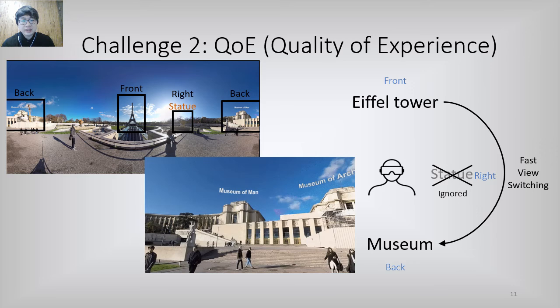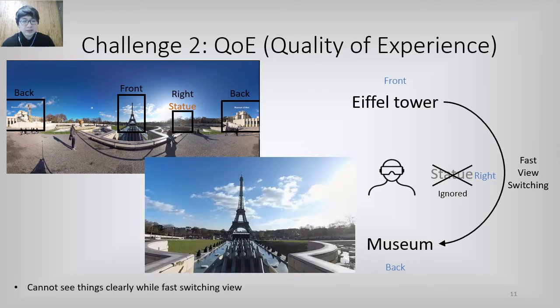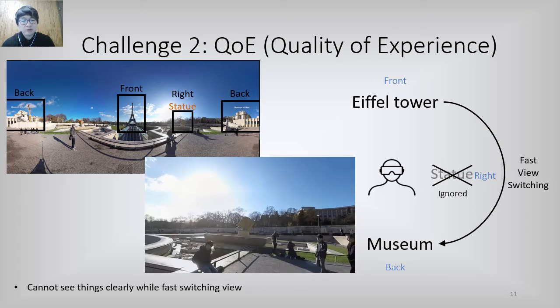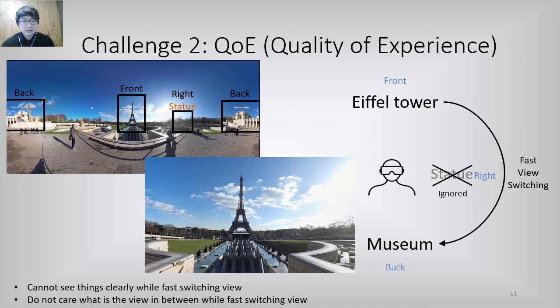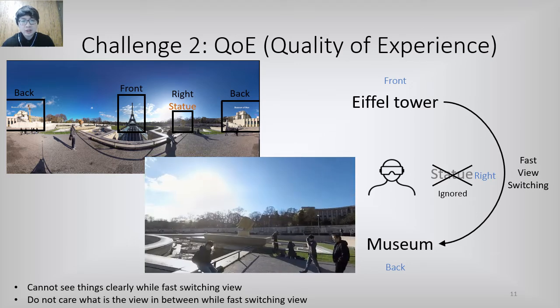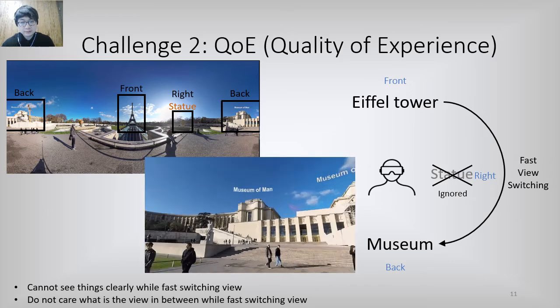So based on this observation, we draw two conclusions. The first one is we cannot see things clearly when we are switching our view very fast. And the second thing is we actually do not care about what we look at while the view is quickly switched from one point to another.